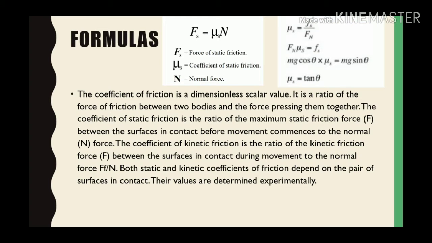The coefficient of static friction is the ratio of the maximum static friction force between the surfaces in contact before movement commences to the normal force. The coefficient of kinetic friction is the ratio of the kinetic friction force between the surfaces in contact during movement to the normal force. Both the static and kinetic coefficients of friction depend on the pair of surfaces in contact. Their values are determined experimentally.